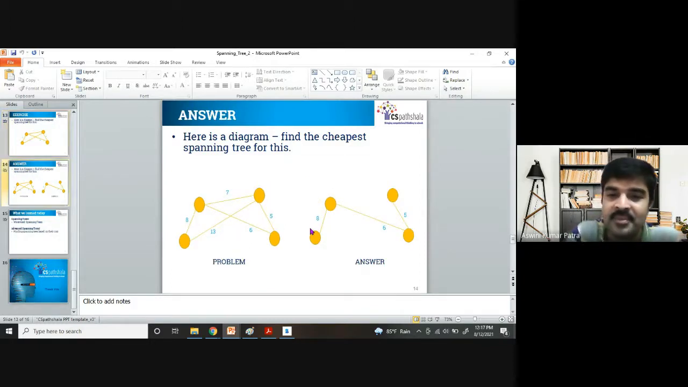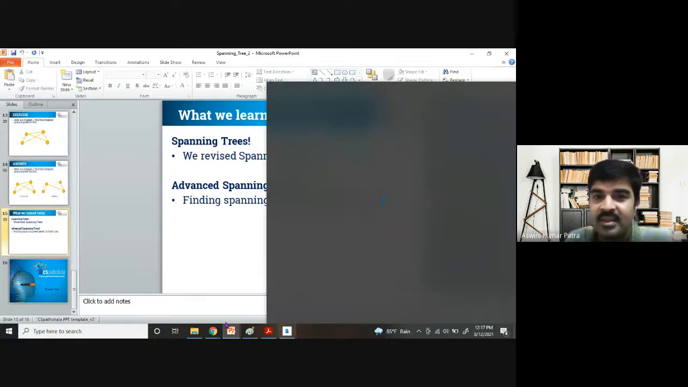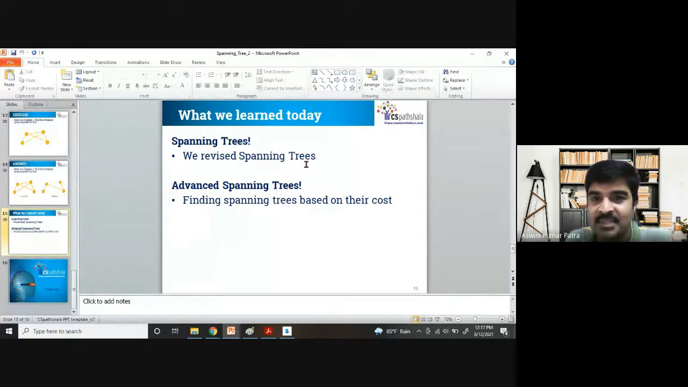Any doubts you have? No doubts? So the idea is we revise spanning trees, and finding a spanning tree. What is the advanced feature we study now? Finding spanning trees based on their cost. Okay. So we studied 2 perspectives of spanning tree. One is, can we connect all the cities without leaving one out? That is one application. Now the second one is that whenever we build the roads, can we spend much less cost? Another application. Okay. I hope you understood well.